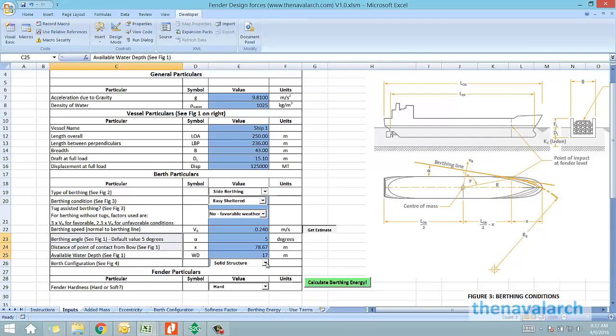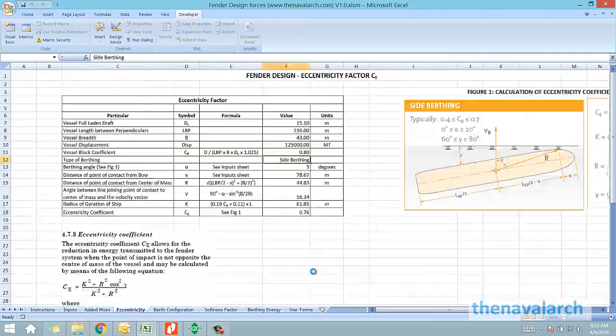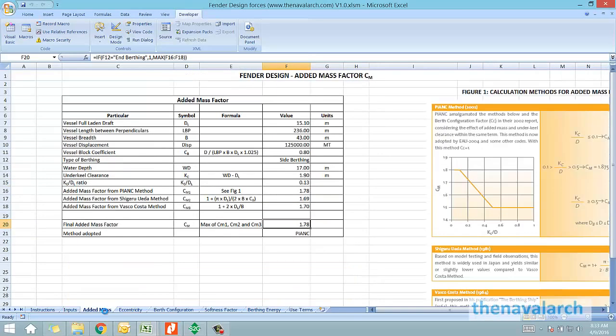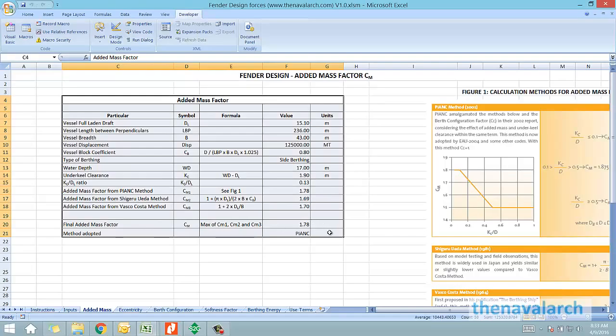The last one is the berth configuration, in which we have different options, whether it is a solid structure, a partly closed structure, or an open pile structure. Next is the fender particulars, whether the fender is hard or soft. Once all this is done, we just need to hit the button Calculate Berthing Energy, and this spreadsheet calculates the final berthing energy. In between, it calculates all the different factors mentioned before, like the added mass factor based on the formulas provided in PIANC and BS 6349.